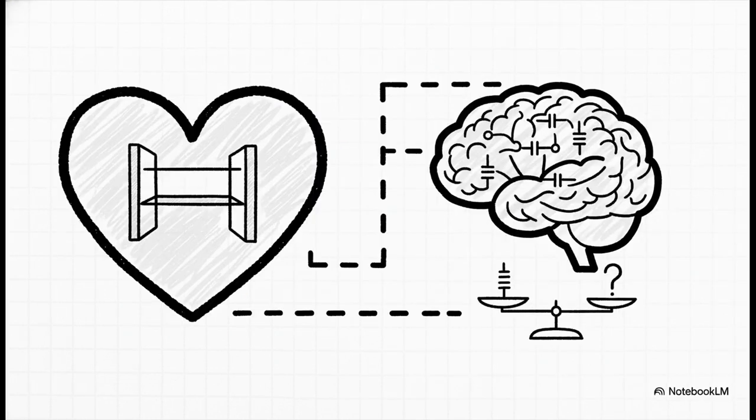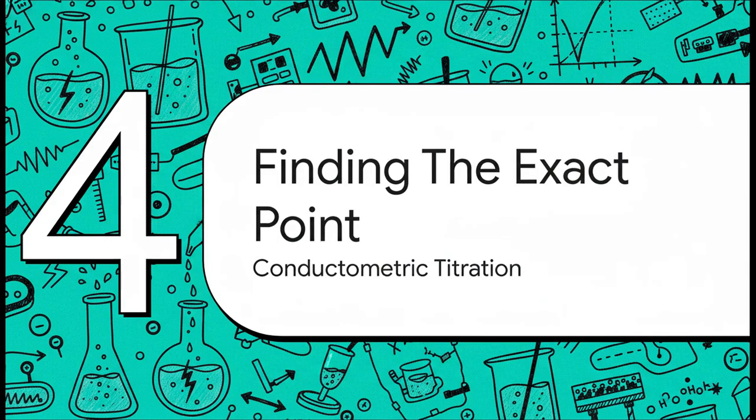So if the cell is the heart, then the brain of the operation is what's called a Wheatstone bridge. You can think of it as an incredibly sensitive balancing scale, but for electricity. It's a clever circuit that lets us measure the unknown resistance of our solution with extreme precision. It's what makes the data we get so incredibly reliable. Now for the really cool part. Let's see how this whole toolkit comes together in a common procedure called conductometric titration. This is where the technique truly shines.